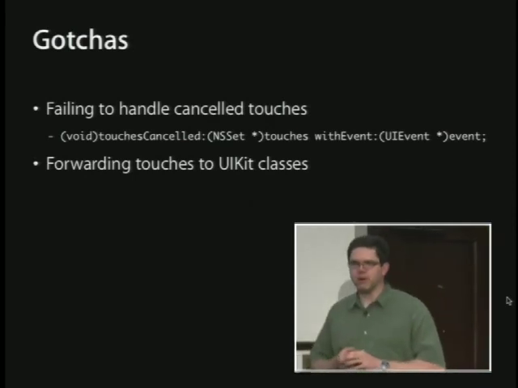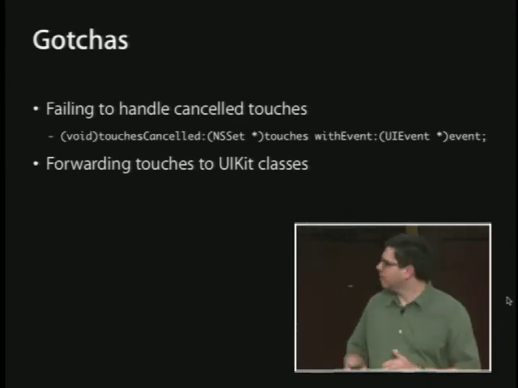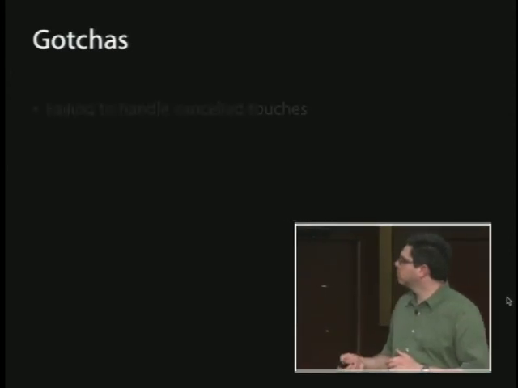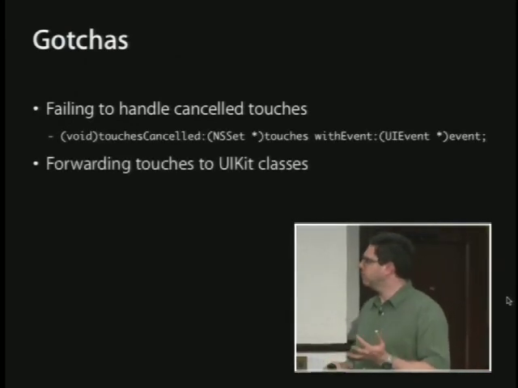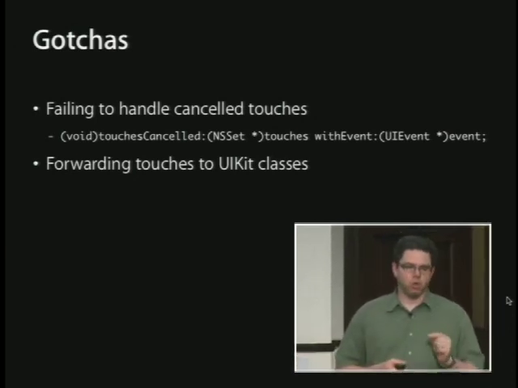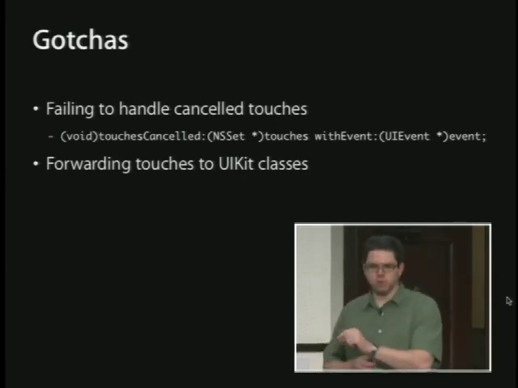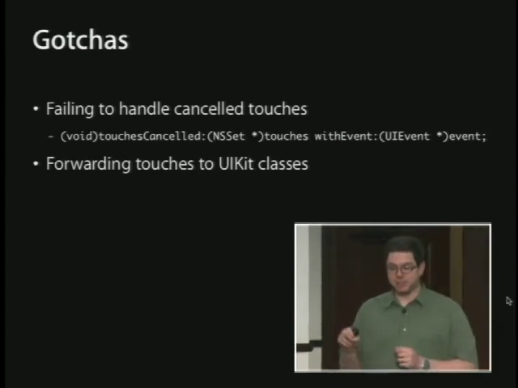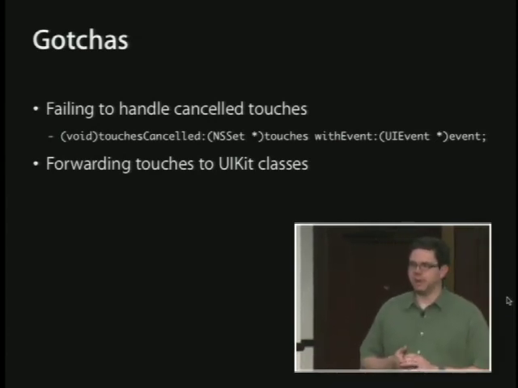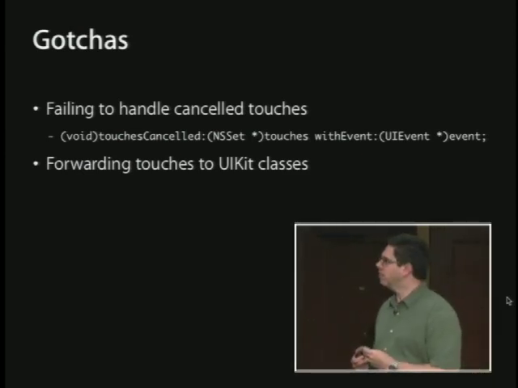I mentioned this a little bit before, but forwarding touches to UIKit classes is simply not supported. All of the UIKit classes that handle touches, from buttons and table views and things like that, can only deal with touches that are bound to them. So if touch.view equals the table view, then it's going to receive those touches. If touch.view doesn't equal the table view and it sees one of those touches, we cannot guarantee what will happen. It's not designed to handle that. So again, avoid forwarding touches to UIKit classes.